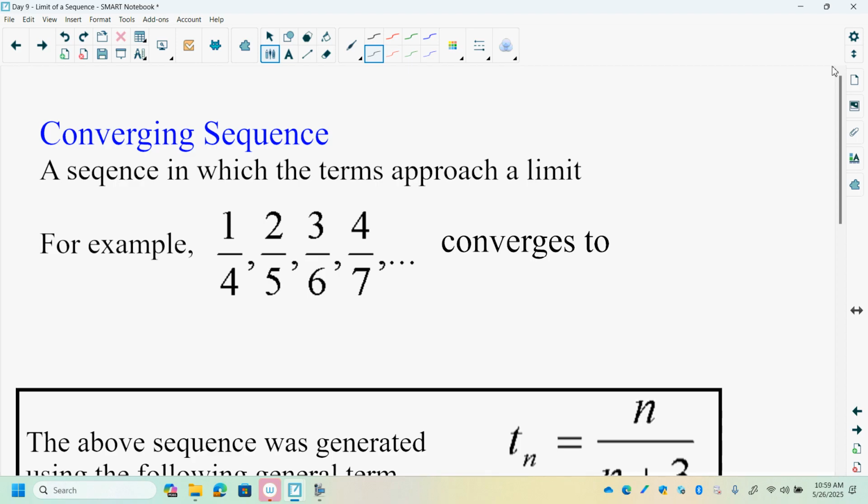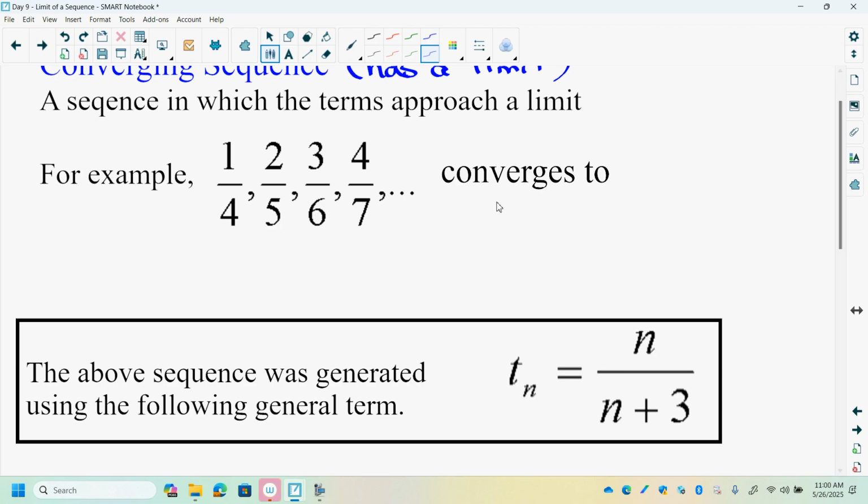We're good? Okay, first of all, a converging sequence has a limit. So you can add this to your sheet. Here's an example. We've got 1/4, 2/5, 3/6, 4/7, and it keeps going on. Now it says it converges, means it does have a limit. How could we figure out what that limit is?